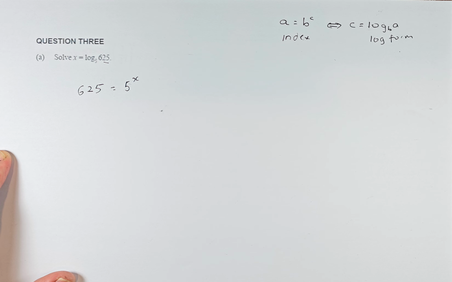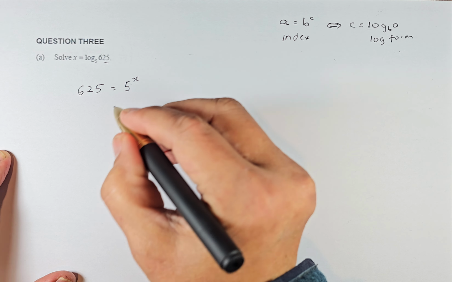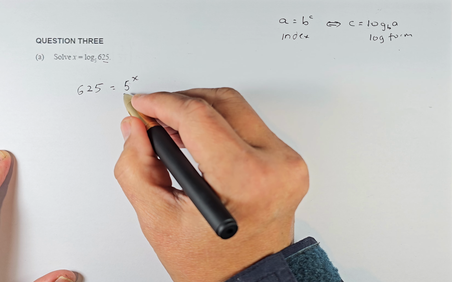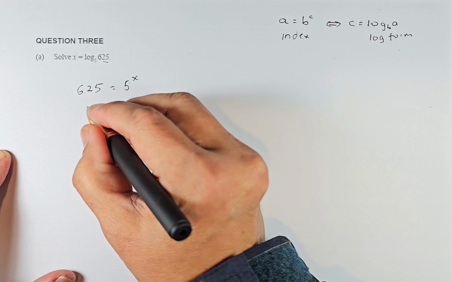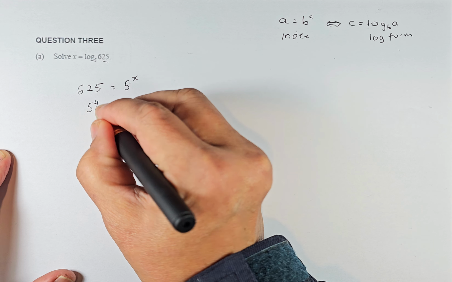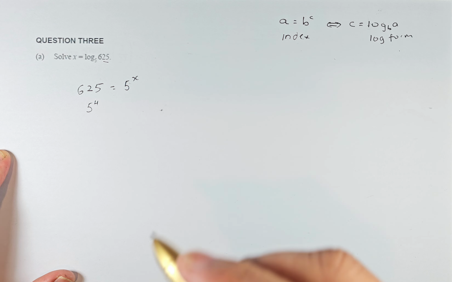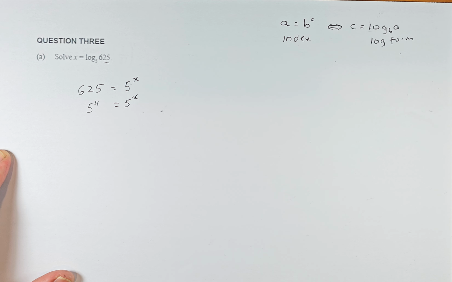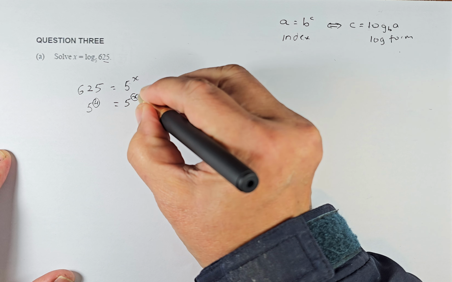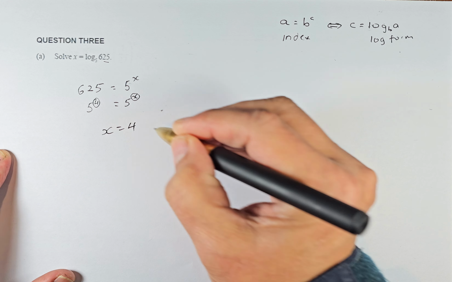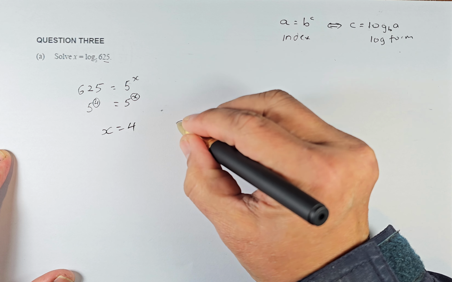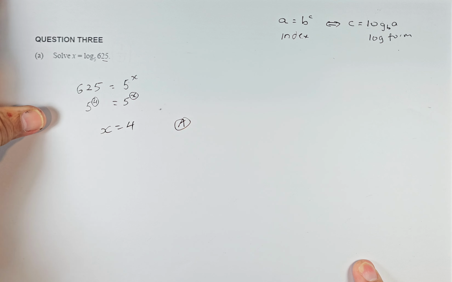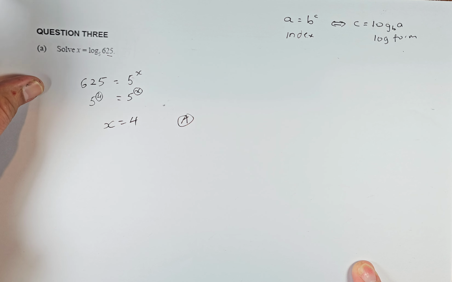Now you need to use your calculator or some common sense to get 625 as a power of 5. It's very simple. You just need 5 to the power of 4. 5 times 5 times 5 times 5 is 625, and that is equal to 5 to the power x. If you simplify that, x is equal to 4, and that will give you an achieve in this paper. Great.